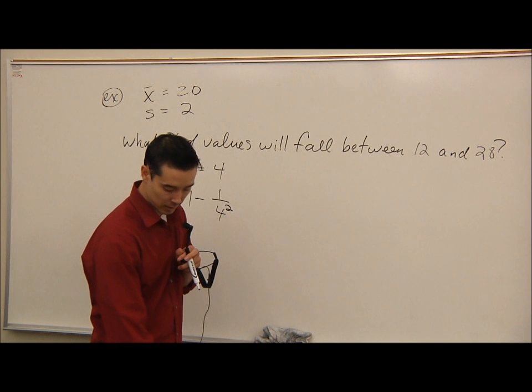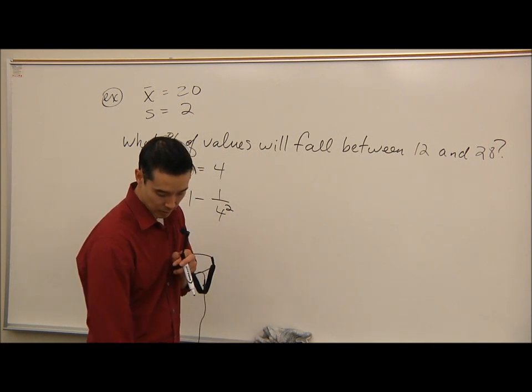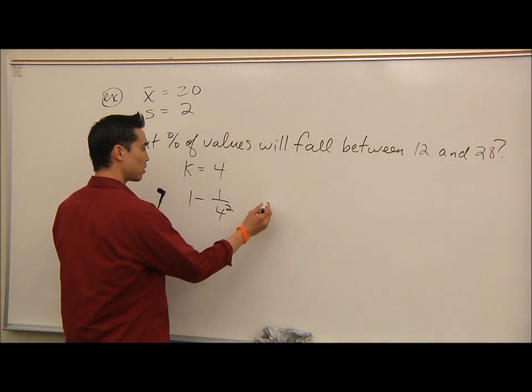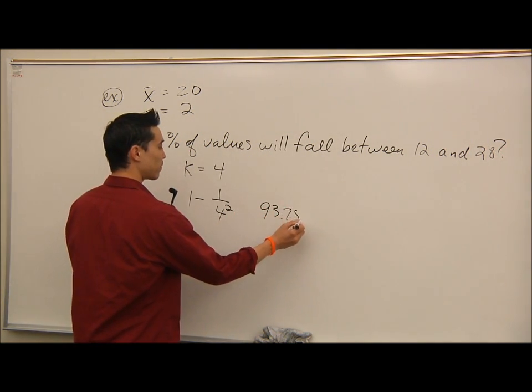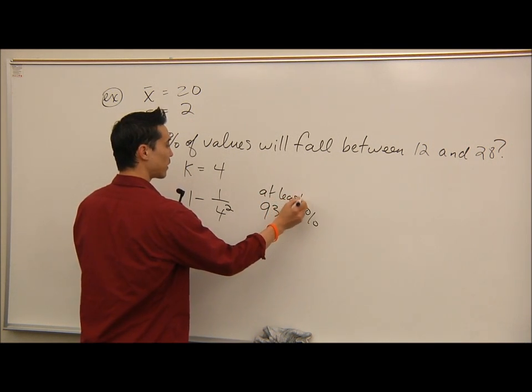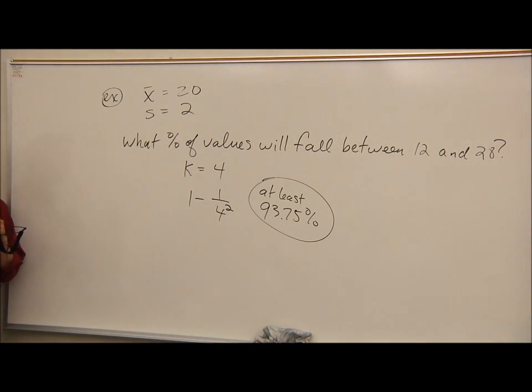So 1 minus 1 divided by 16. 93.75, right? 93.75%. And again, when you write down your answer, just write "at least 93.75%." Okay. Any questions on Chebyshev's?